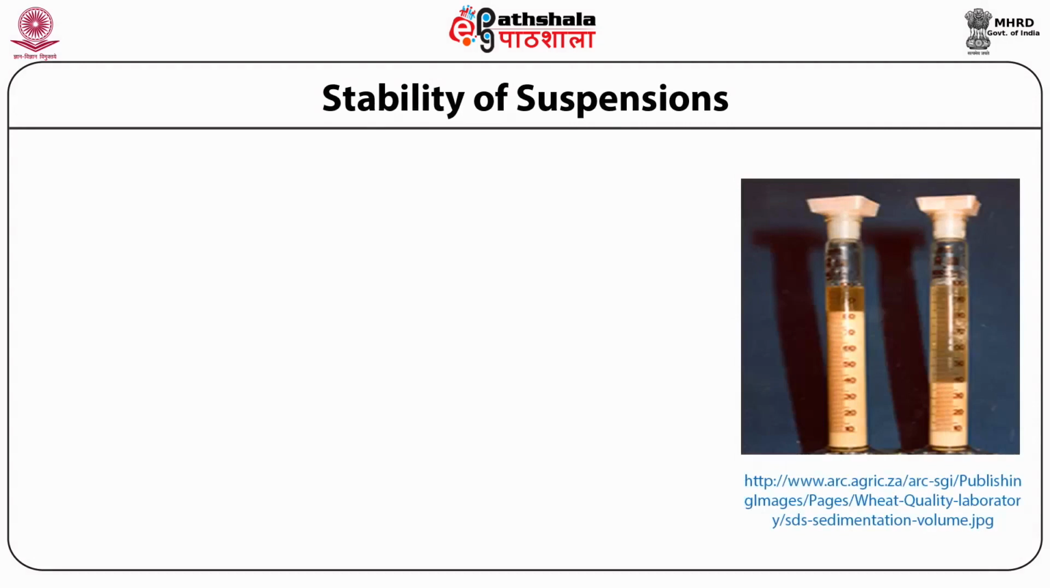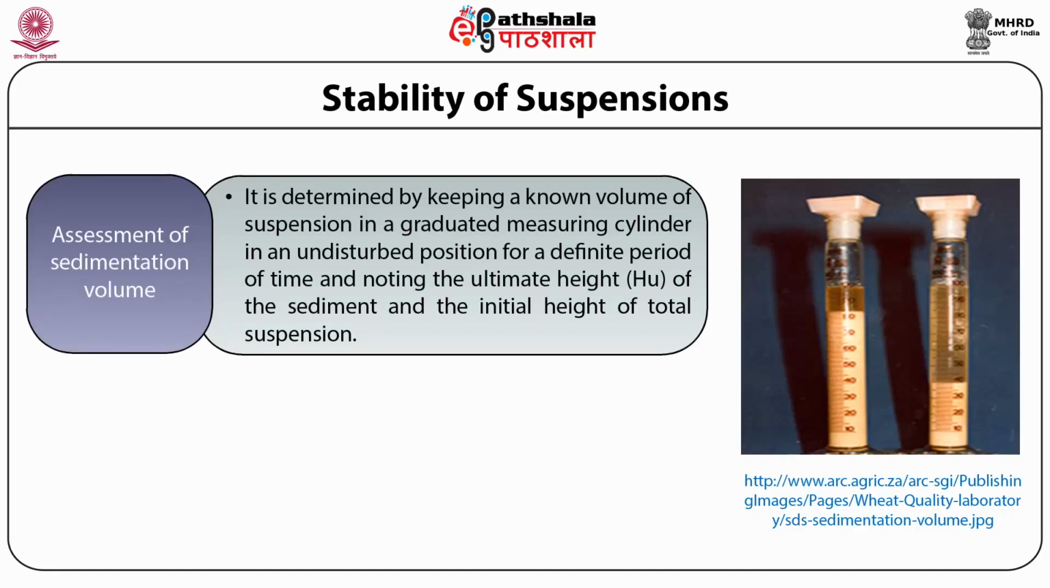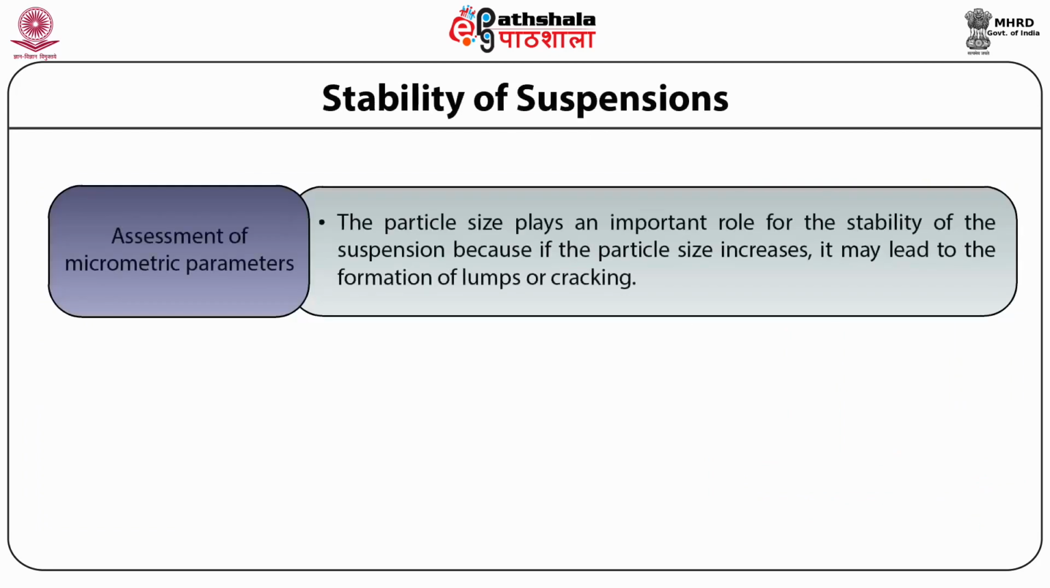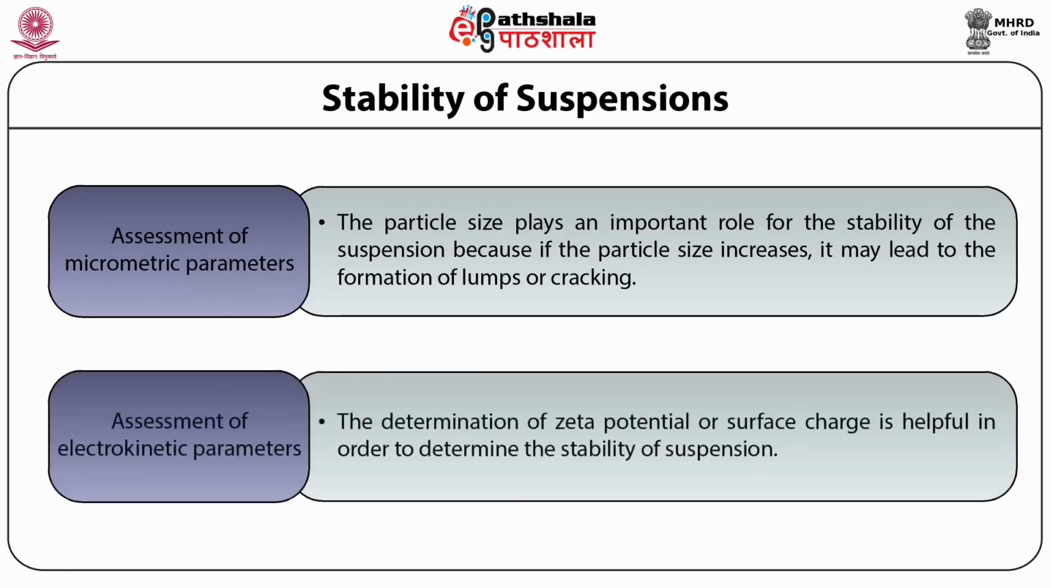This slide depicts the stability of suspensions. We can assess the stability of suspensions by a number of techniques. First, by assessing the sedimentation volume. Second, by assessing the rheological properties using suitable equipments like Brookfield viscometer. Third, by assessing the micromeritic parameters of the suspensions. And last, the stability can be assessed by assessing the electrokinetic parameter like determination of zeta potential or the surface charge.